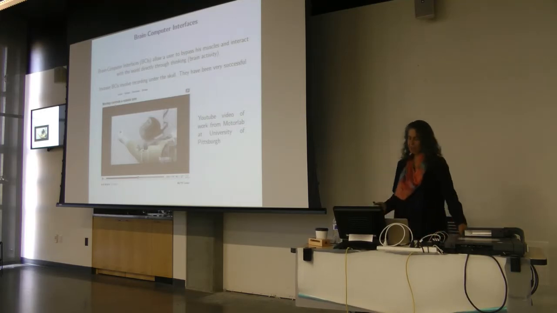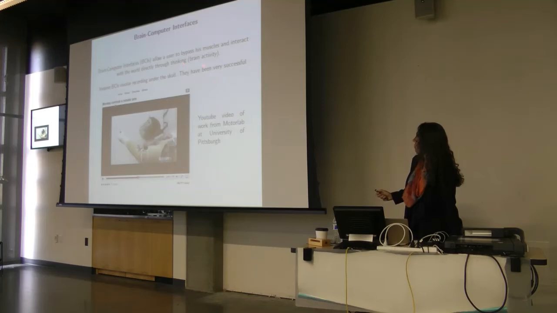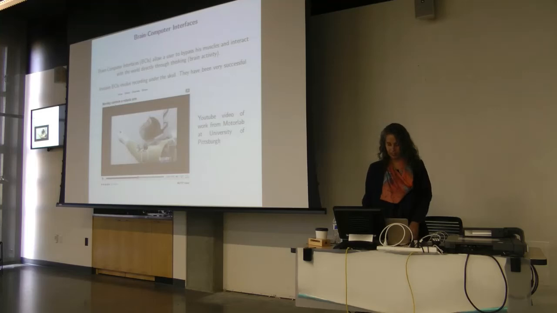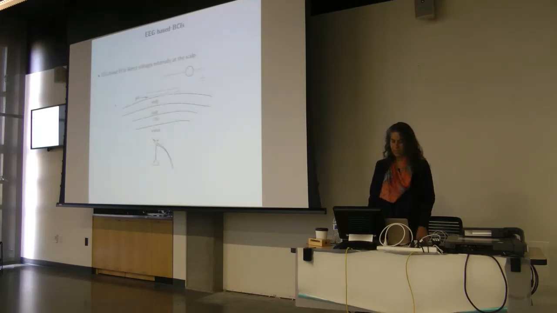Brain-computer interfaces allow a user to bypass his muscles and interact with the world directly through thinking, through brain activity. You can have invasive BCIs that involve recording under the skull. They've been very successful. You can see videos of monkeys using robotic arms. You can actually see videos now of humans controlling robotic arms. We work on non-invasive EEG, EEG-based control.